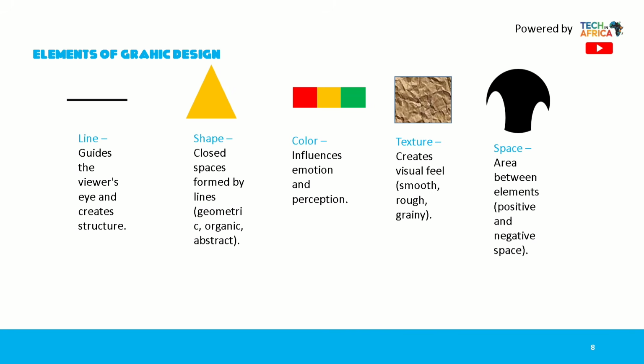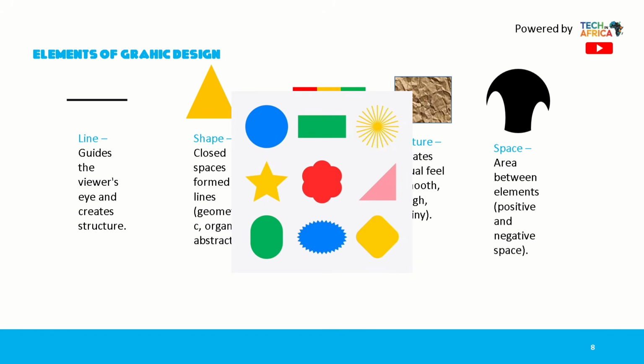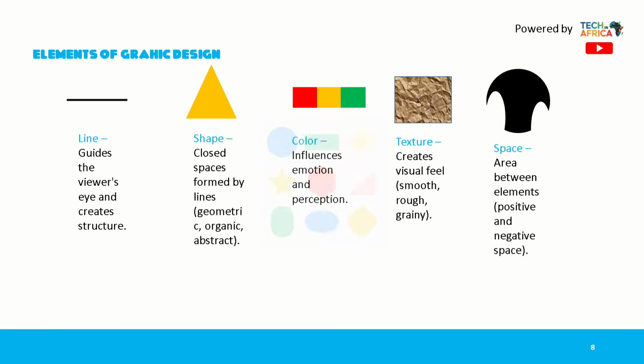Okay. The second one is shapes. Shapes are basically closed spaces formed by lines, as explained earlier. And you have different types of shapes. You can have geometric, which means it has geometry. Basically, it's regular. For instance, take a triangle, a square, a rhombus. These are all geometric shapes, but there are some shapes that do not follow this normal order.